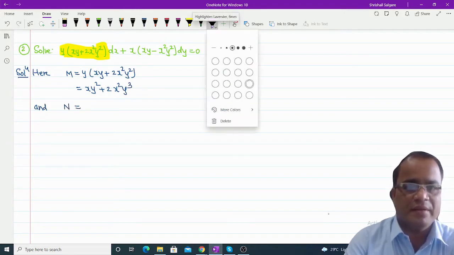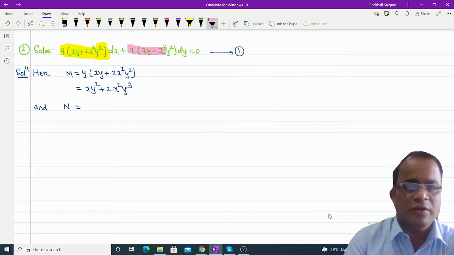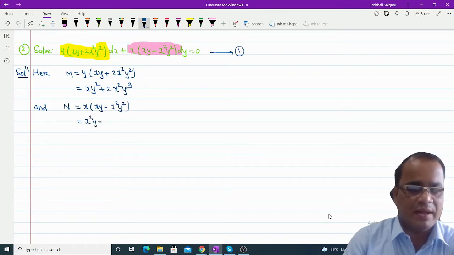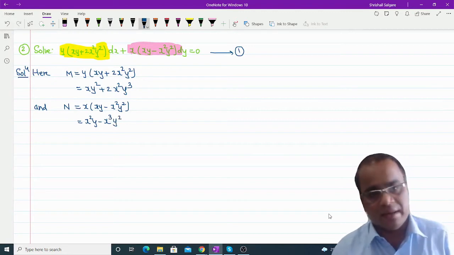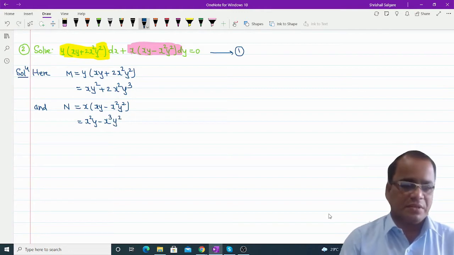and the value of N is, if you compare, I will take some faint color here because this is too dark. Okay, this one is fine, I think. So this is the value of N. It can be written as x into (xy minus x square y square). So the same thing we can write as x square y minus x cube y square. These are the values for M and N. I have purposely kept some space on the right side. Now here I will find the derivatives.